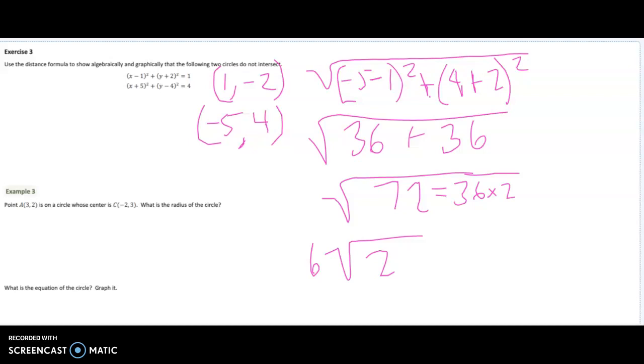Now we're going to have to find our radius. Well, the radius for this one is 1. The radius of this one is 2. So if we add those together, we're only going to have 3. And of course, if we subtract, it's only going to be 1. And this distance is going to be greater than 3. So it would not intersect. There would be no solutions for those.